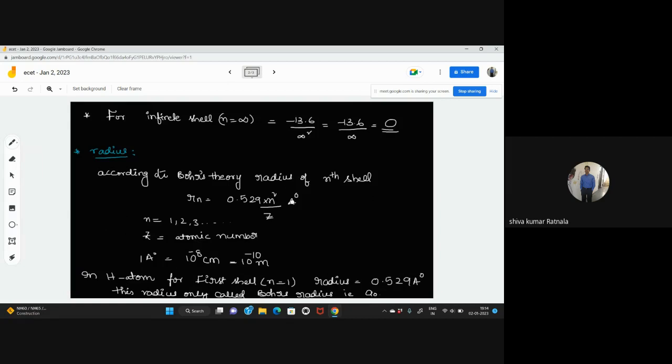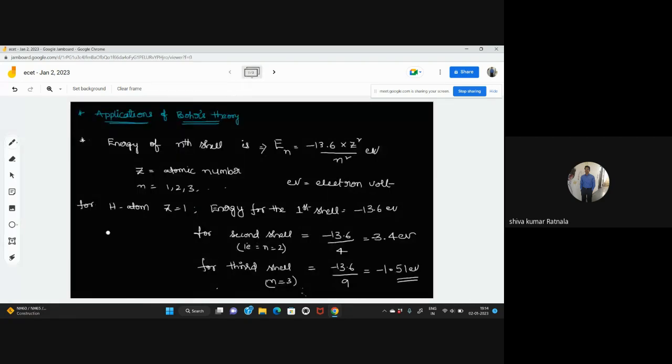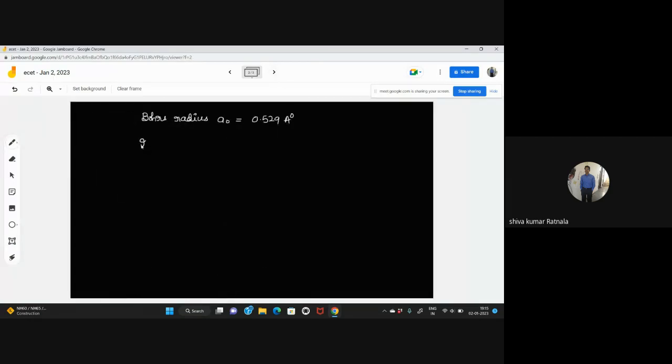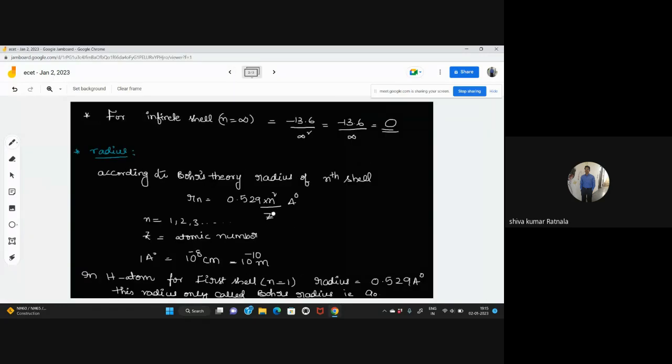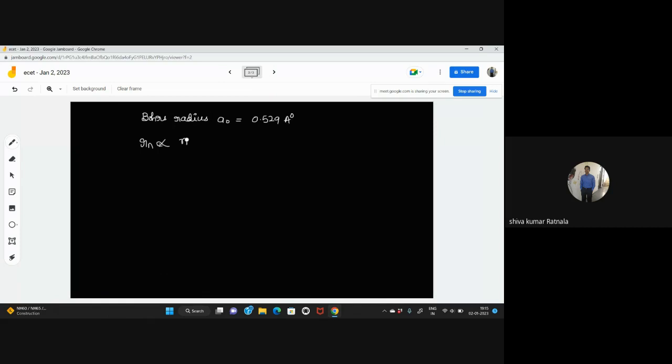And from there, what we can write from this one only is this. The energy of a shell is inversely proportional to 1 by n square, or energy is proportional to z square by n square. In the same way, radius is directly proportional to n square by z. So this is what we can say about the radius.